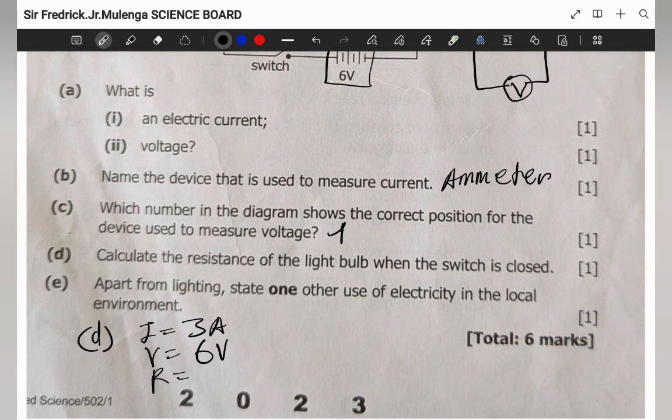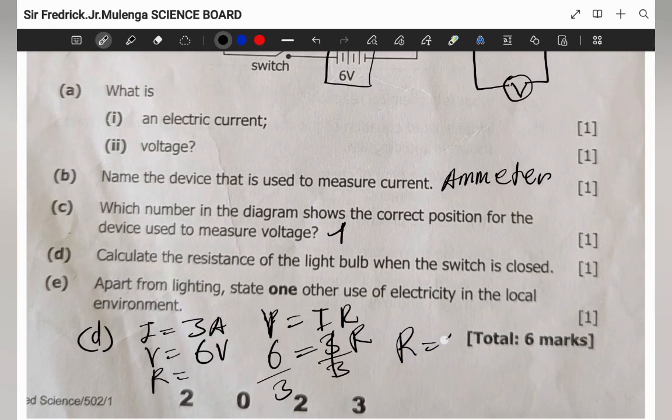Let me be thorough so that no one gets confused. Voltage is equal to IR. So where there is V, I'll put 6. Where there is current, I'll put 3. And I'm looking for R, so I'll divide both sides by 3. So resistance is going to be 2 ohms. That's the total resistance. Okay.